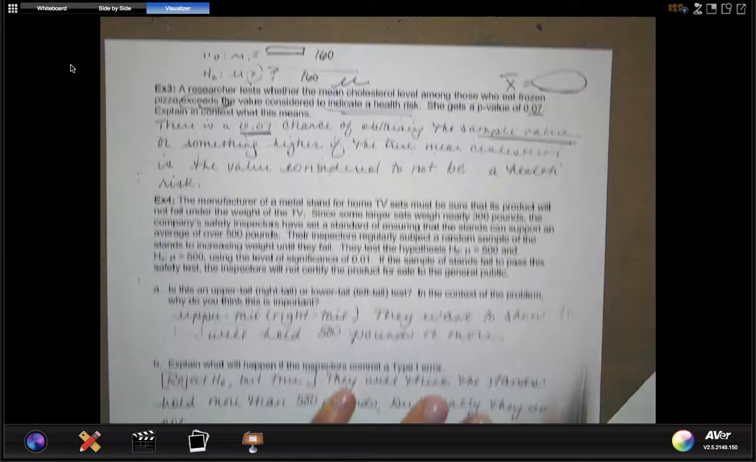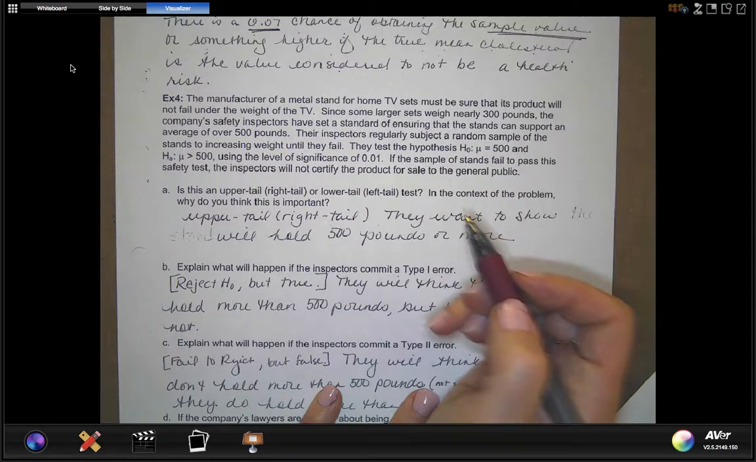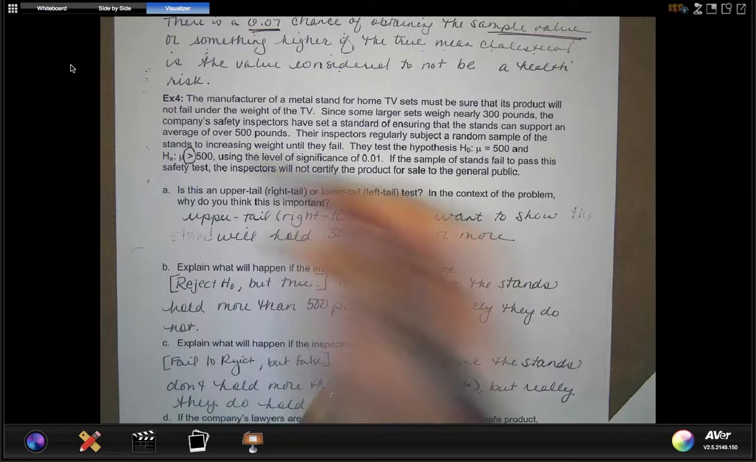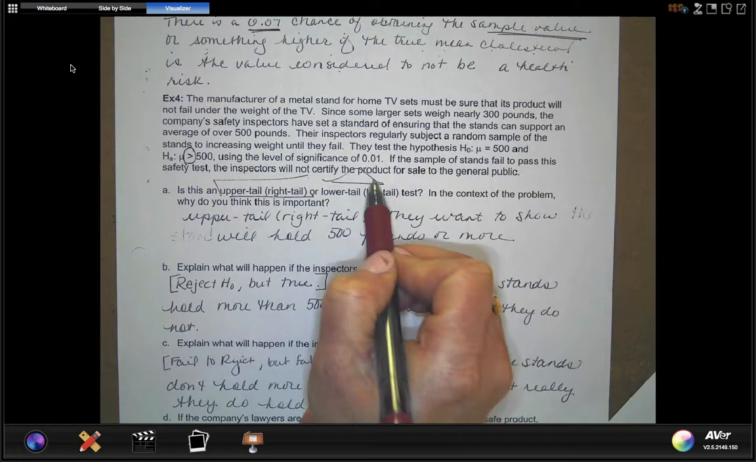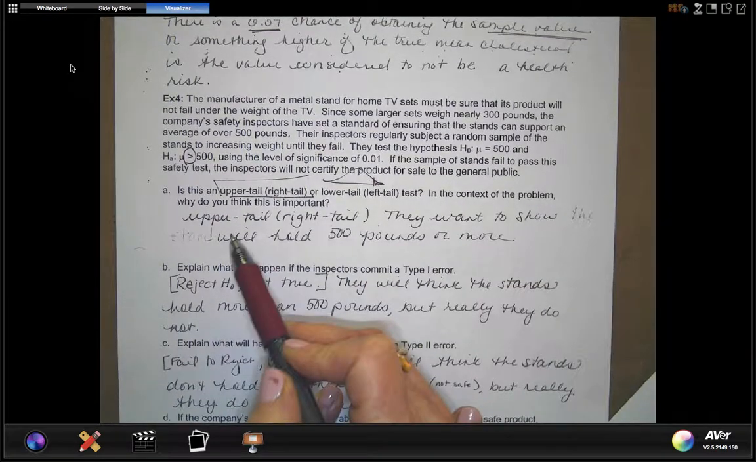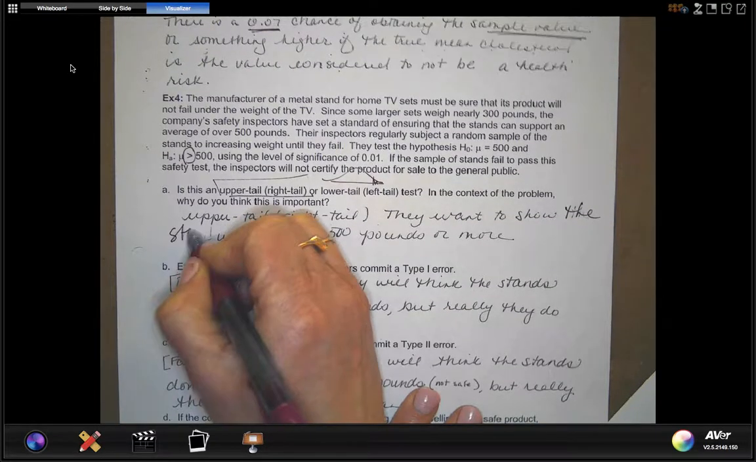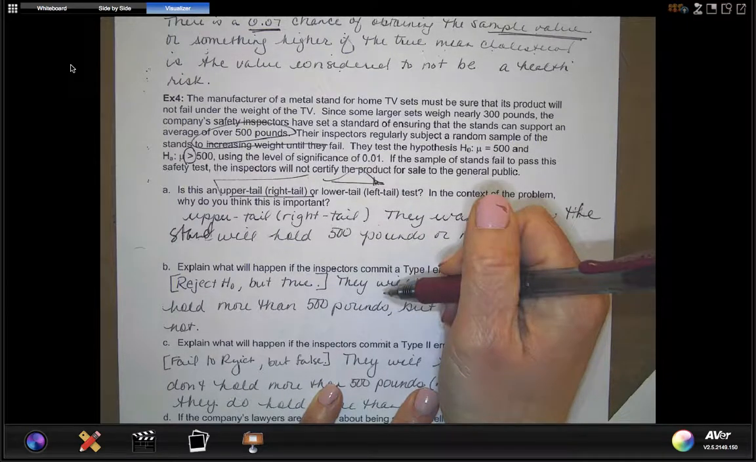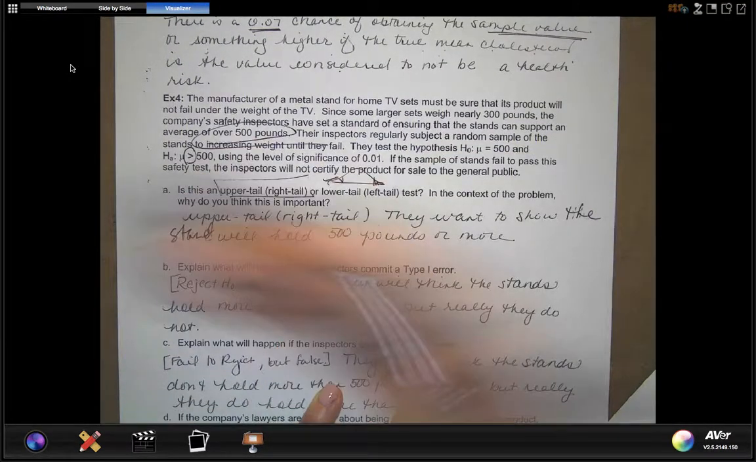This is a weird one. All right, this one right here, so they want to show greater than, so it's an upper tail, a right tail, it's on the right side. They want to show that the stand will hold over 500 pounds, so that's why we're doing right tail. We don't care about the minimum weight it's going to hold.